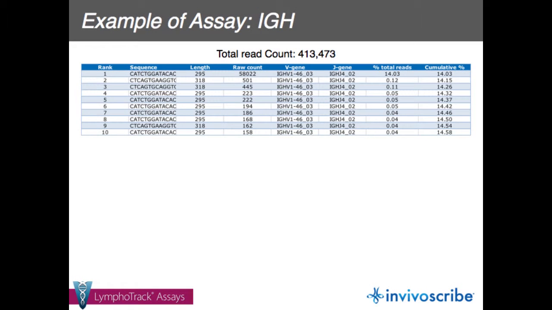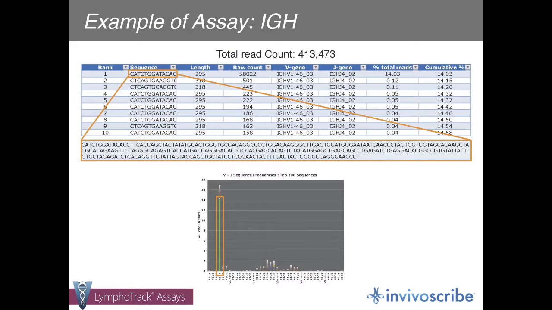Let me give you an example of an IGH assay run on MiSeq. We had a total number of reads of 413,000. You click on this cell and you can see the exact sequence of the most abundant clone. You get the length, you get the raw count, you get the V gene assignment and the J gene assignment, as well as a % total reads.